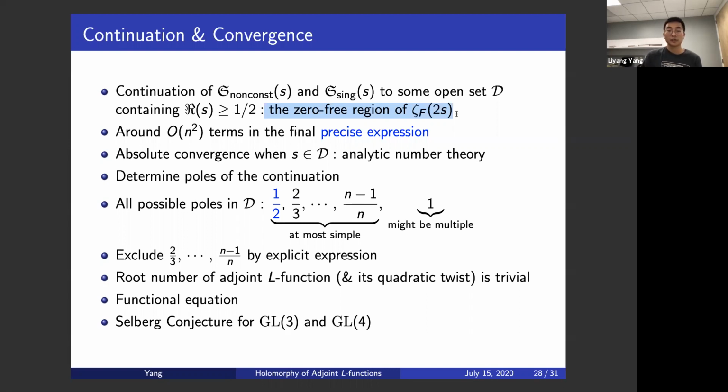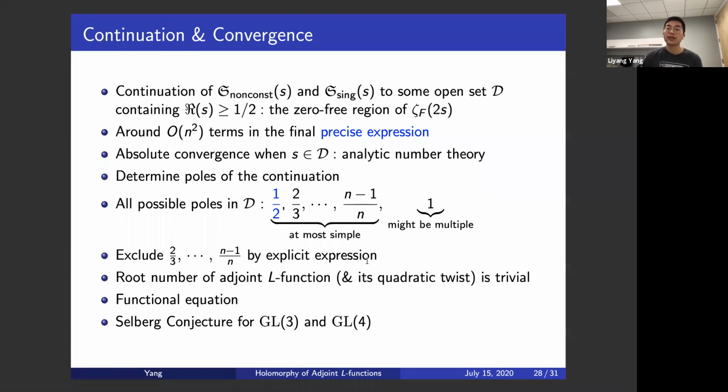And then we will determine all the poles explicitly of this continuation from the precise expression. There are n possible poles, which are like a half, 2/3, 3/4, etc. And the first n-1 poles are simple, at most simple, whereas at s equal to 1 it might be multiple, but that's okay for other reasons. And we then do some careful analysis of these precise expressions to exclude the possibilities of all these n-2 poles.